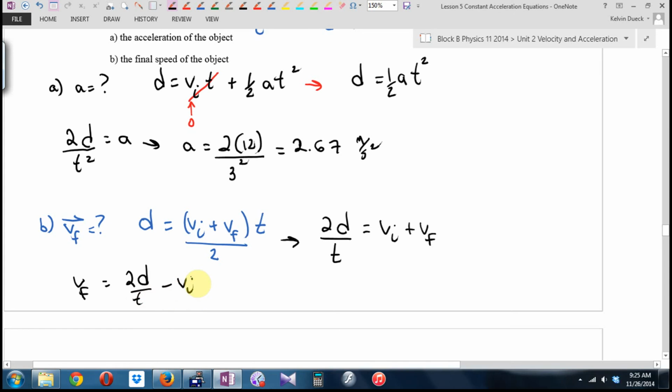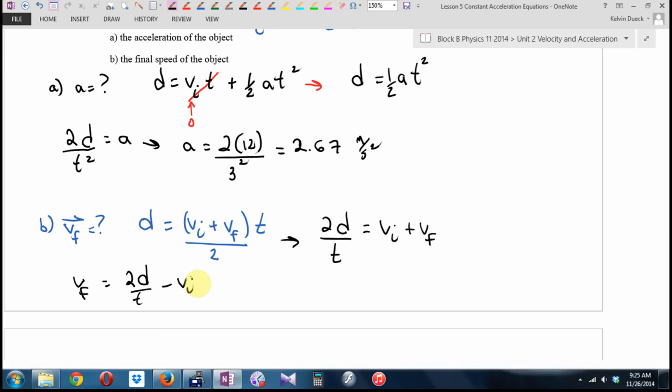Yeah, and you'll notice I put the VF on the left side and I move this to the right, because we usually like the variable by itself on the left. That's what you guys are used to from math, right? X equals, VF equals. Is that on your formula sheet? I'm not going to bother. I can, in two lines, derive it. You can memorize that one too, please don't.